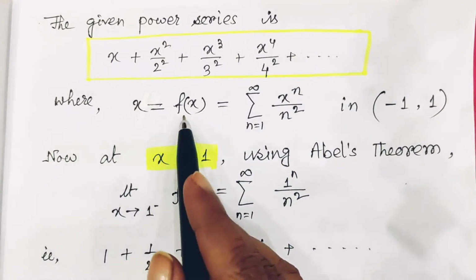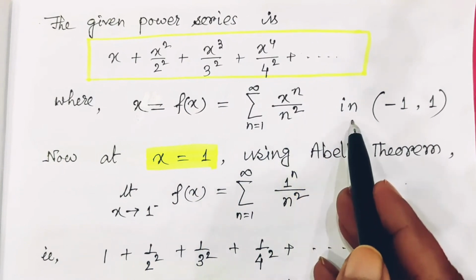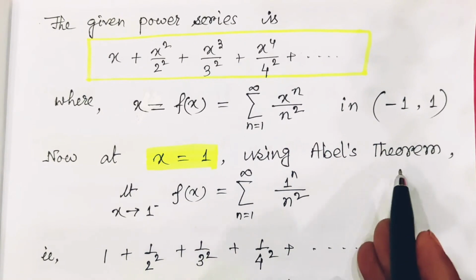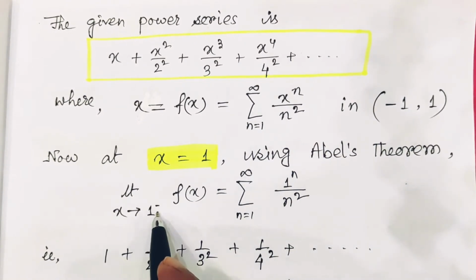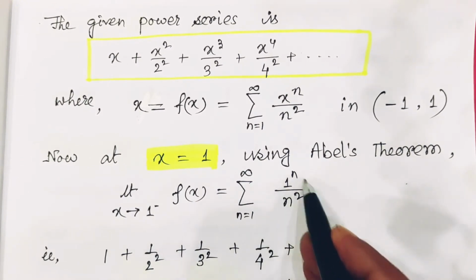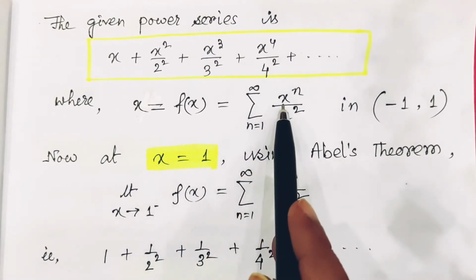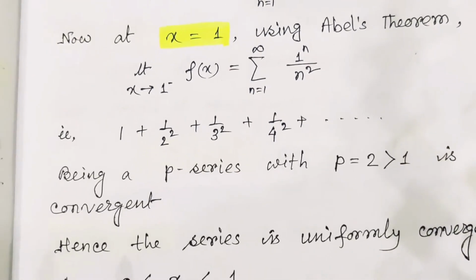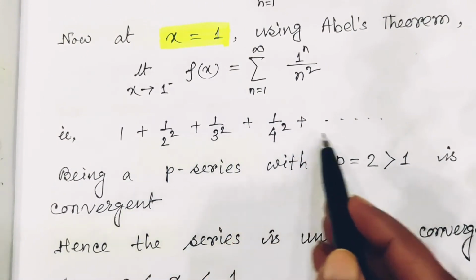Here f(x) equals summation x to the power n by n square in the interval -1 to +1. Now when x equals 1, using Abel's theorem, what can we write? We can write limit x tends to 1 negative f(x) equals summation of 1 to the power n by n square. Why is it 1 to the power n by n square? Because we just substitute the value 1 instead of x. If we take this limiting value, the series becomes 1 plus 1 by 2 square plus 1 by 3 square, and so on.